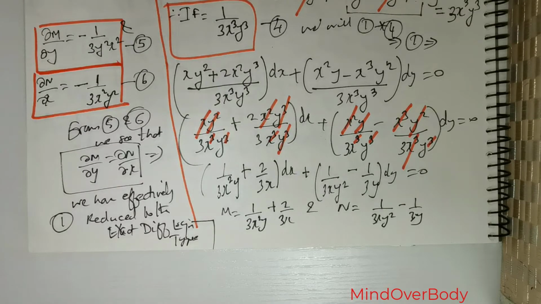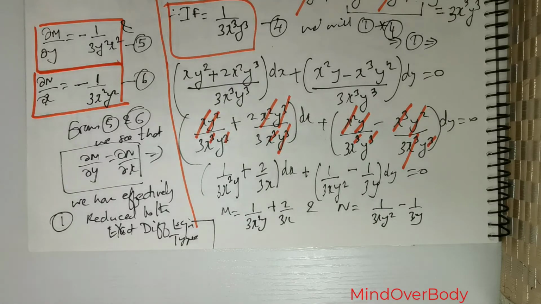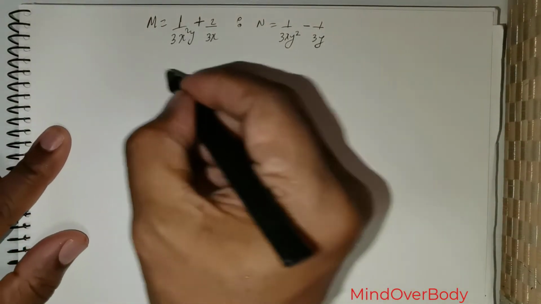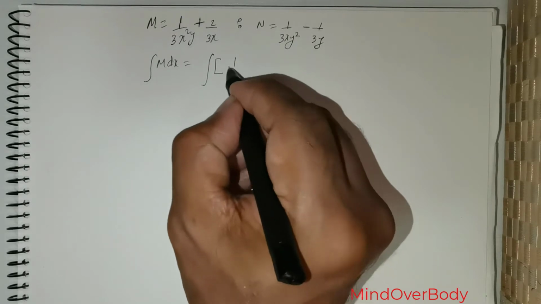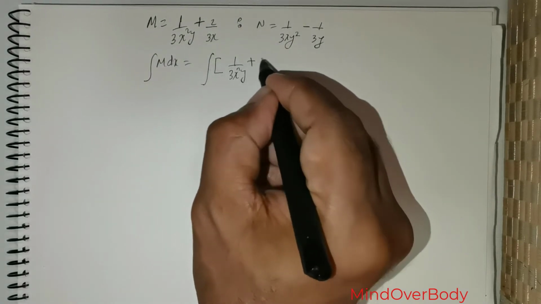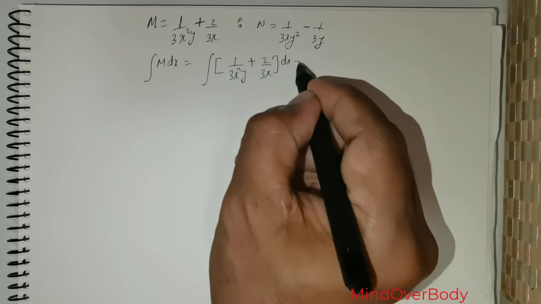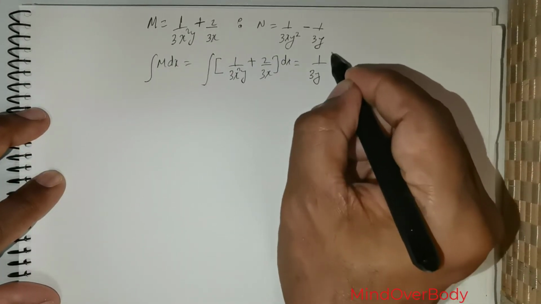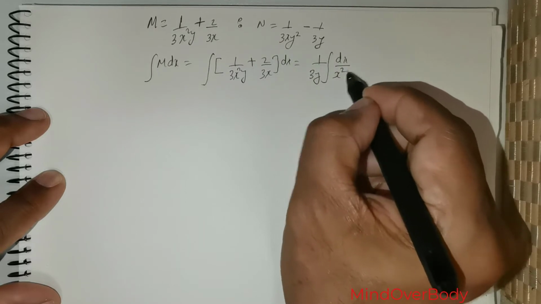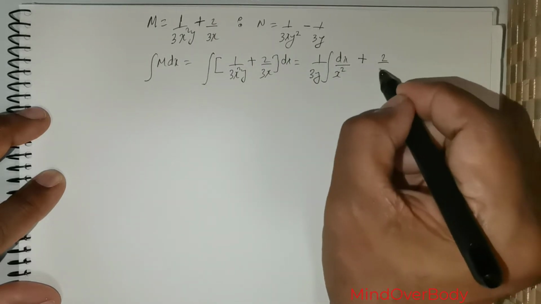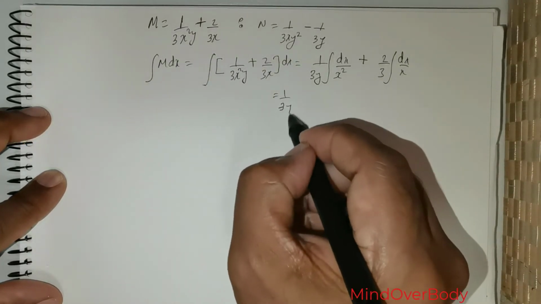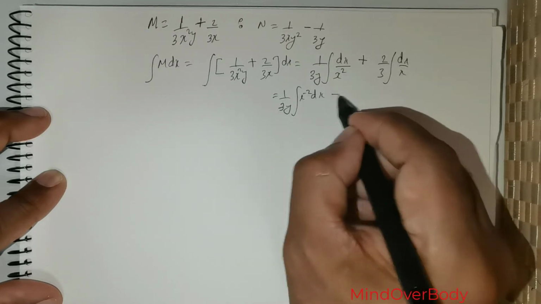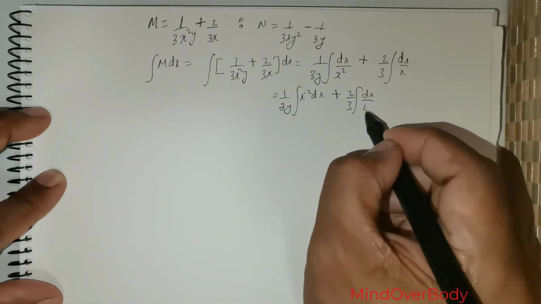So now we need to follow the same process for exact differential equations as we have done in the earlier cases. So now we will obtain our integral m dx, which is nothing but integral of 1 over 3 times x squared y, positive 2 over 3 times x, times dx. I can rewrite this as 1 over 3 times y, integral dx over x squared, positive 2 over 3 integral dx over x. This can be rewritten as 1 over 3y, x to the power of negative 2 times dx, positive 2 over 3 integral dx over x.